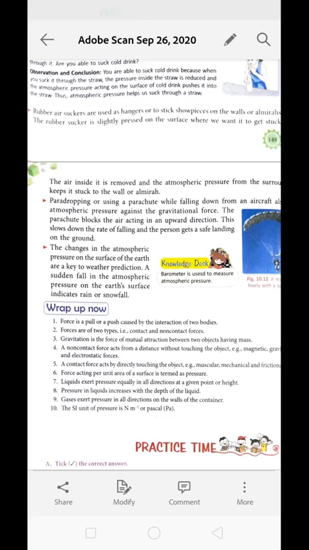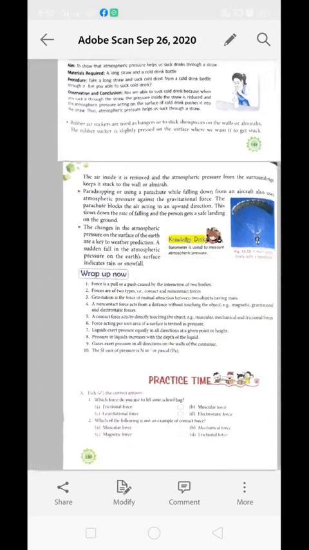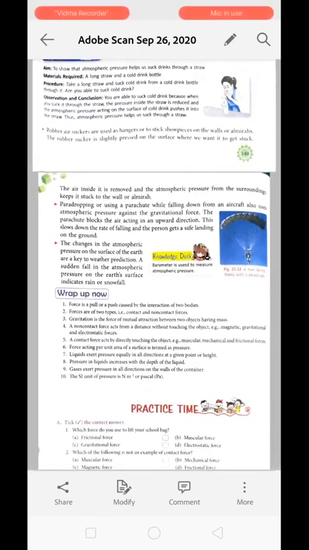Next, the changes in atmospheric pressure on the surface of the earth are a key to weather prediction. A sudden fall in atmospheric pressure on the earth's surface indicates rain or snow. So during weather prediction, we also observe the change in atmospheric pressure. If there is a change, we can predict whether rain is going to come or not. Clear? Now we have finished the discussion over here.